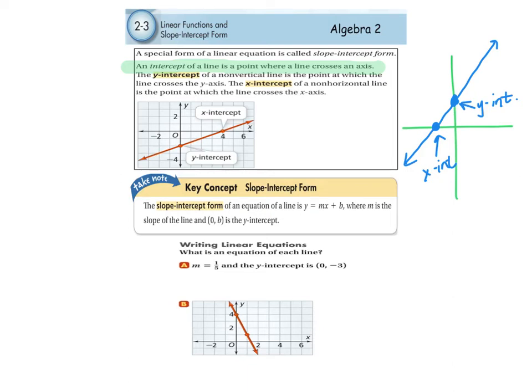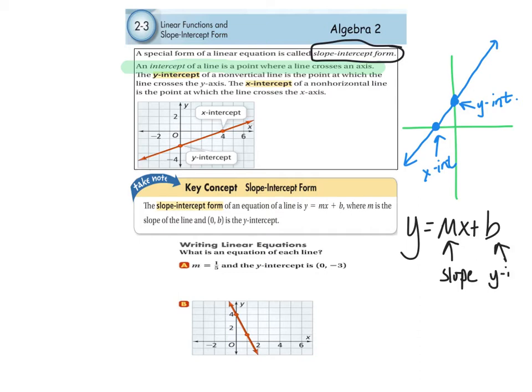A special form of a linear equation is called slope-intercept form. I know 99% of you have heard of this and have seen this before, as you watched in the previous video: y equals mx plus b. That's slope-intercept form of an equation. On this, y equals mx plus b, m is the slope, and b is the y-intercept, or where the line crosses the y-axis. The ordered pair for the y-intercept is always 0, and whatever that number b is.